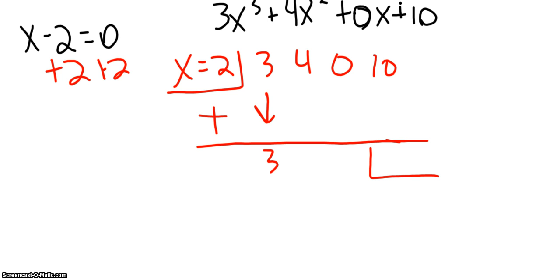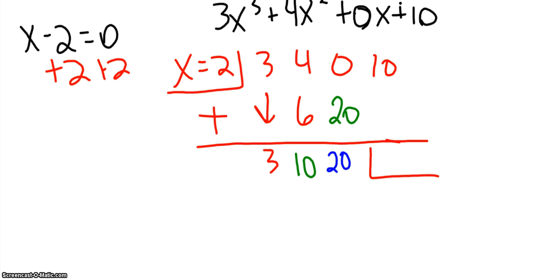Now I'm going to multiply. 2 times 3 is 6. We're at 6 right here. Then I'm going to add. So let me actually write that in red so you can follow along in the areas that we went to. Okay, so 2 times 3 is 6. That goes right here. Alright, and let's add. 4 plus 6 is 10. Now multiply. 2 times 10. 20. Now I add them. 0 plus 20 is 20.